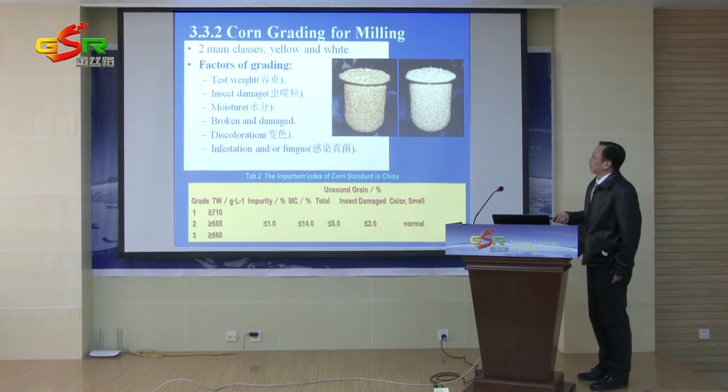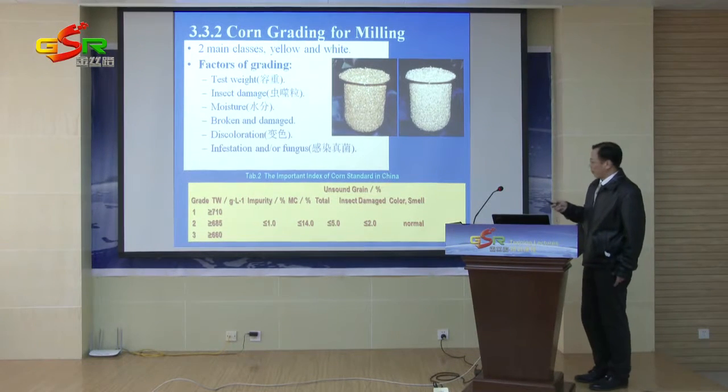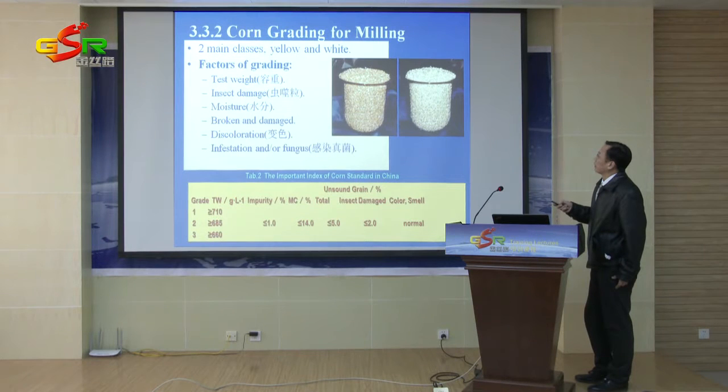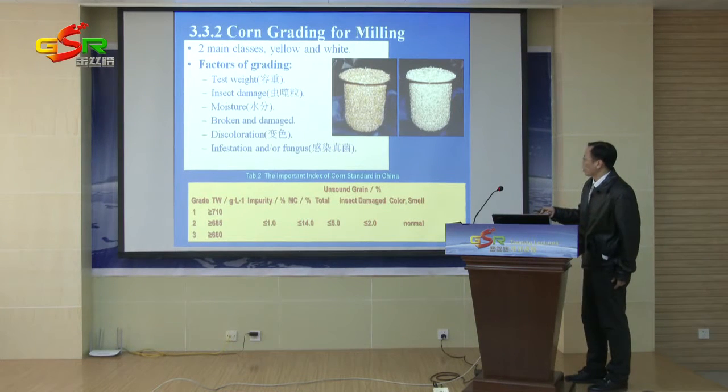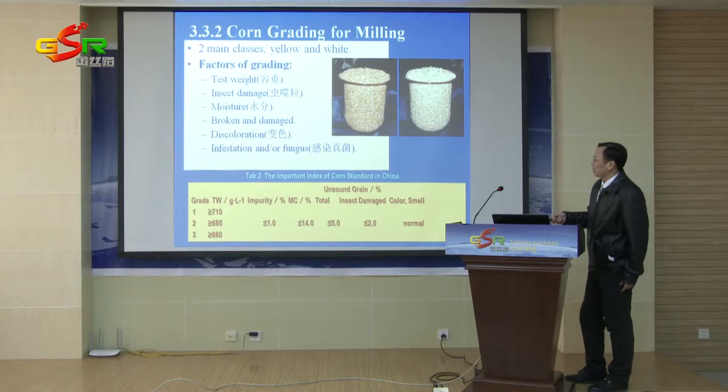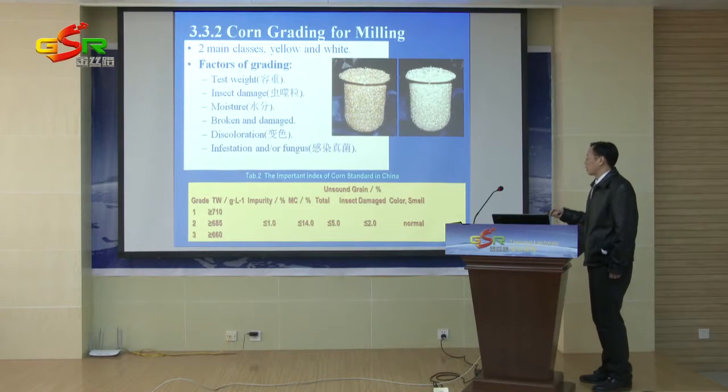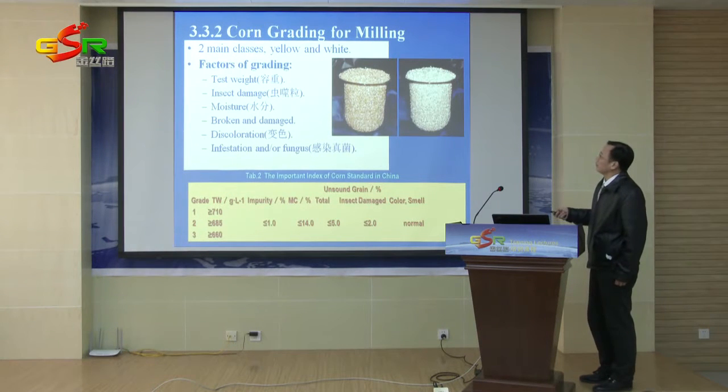And this shows the two main classes, yellow and white corn. And this is the corn standard in China. From here we can get that different grains have different properties in the moisture, ash, color, smell, and so on, and test weight.